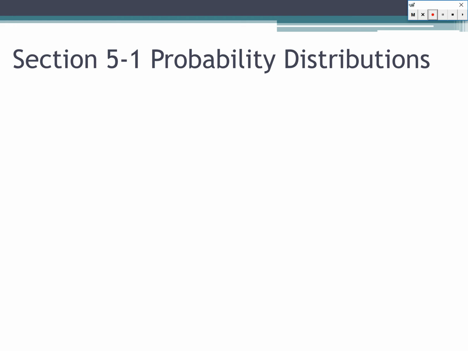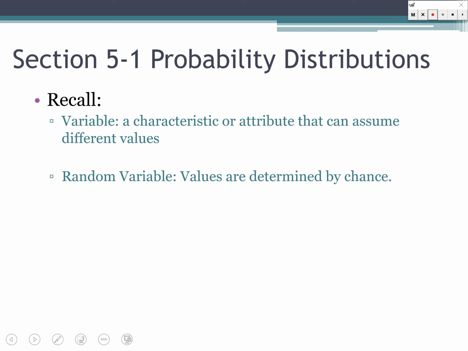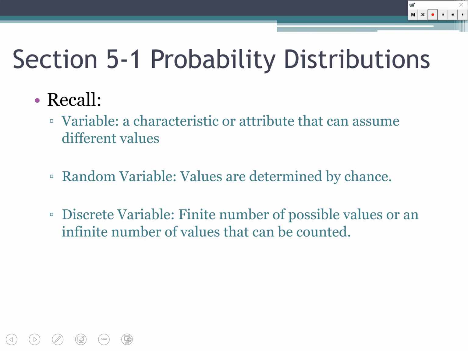Today we're going to be learning about probability distributions. Before we dig into probability distributions, just a few things for us to recall. First of all, a variable is a characteristic or attribute that can assume different values. A random variable, the values are determined by chance.